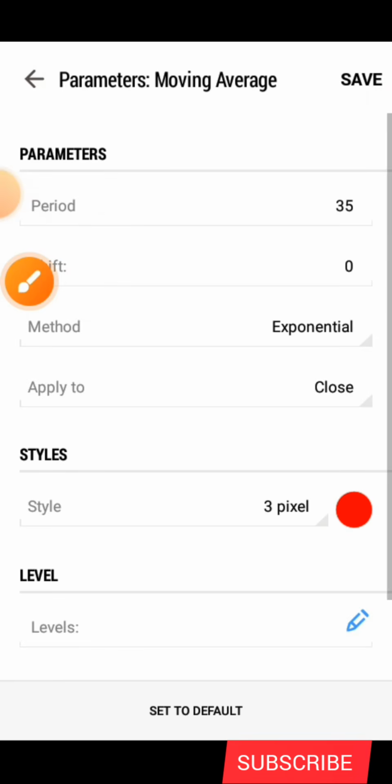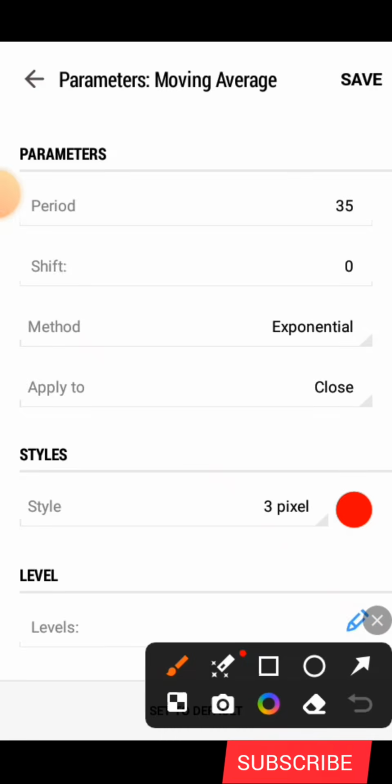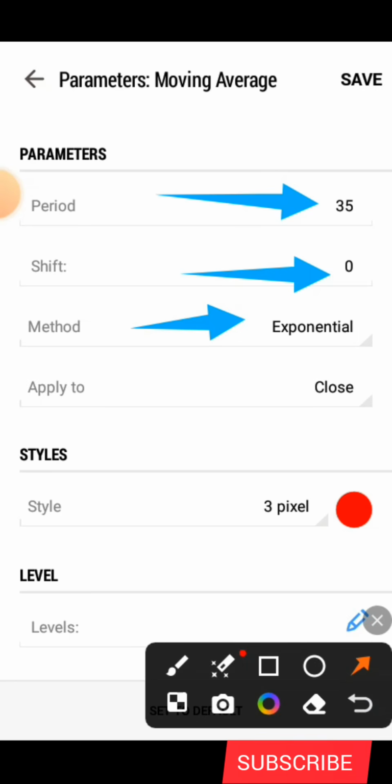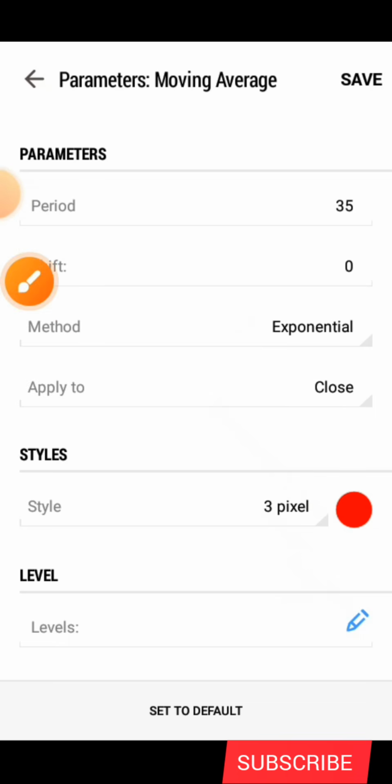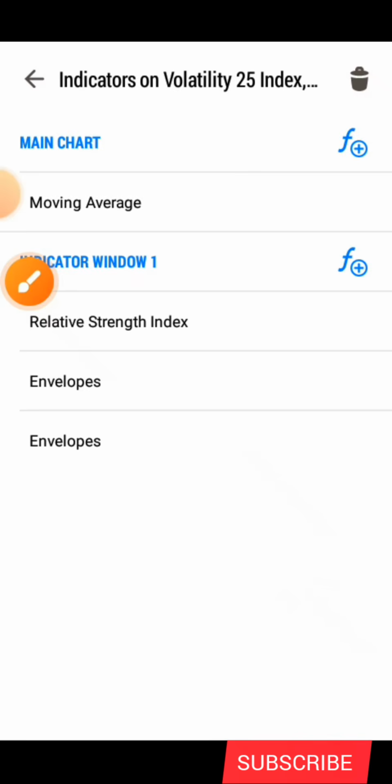Now these are the parameters for the moving average. The period here is 35, the shift is 0, the method is exponential, apply to close. Under the style we have 3 pixel and the color is red. After setting it, you click on save.